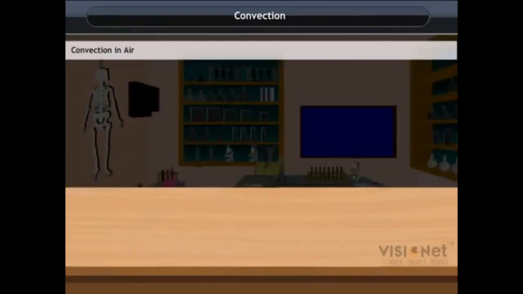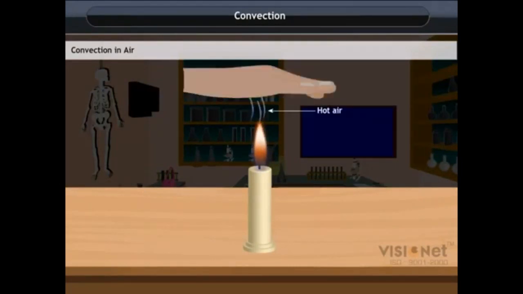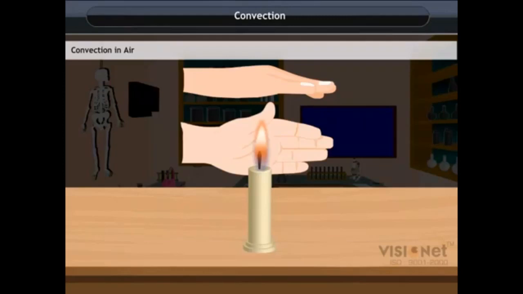Activity. Let us see more examples of heat transferred by convection. If you keep your hand on the flame, you will feel heated because hot air near the flame rises up due to convection. But if you keep your hand sideways, there is no convection, so you do not feel heated.